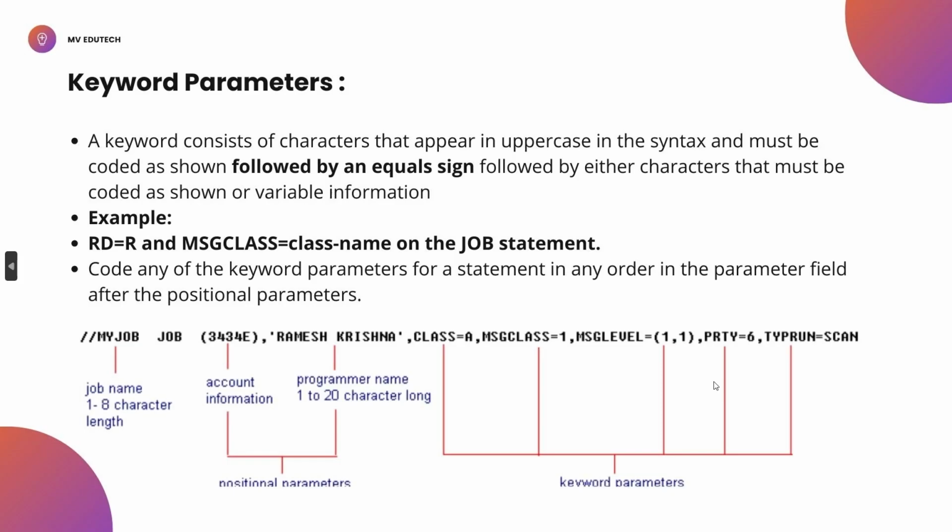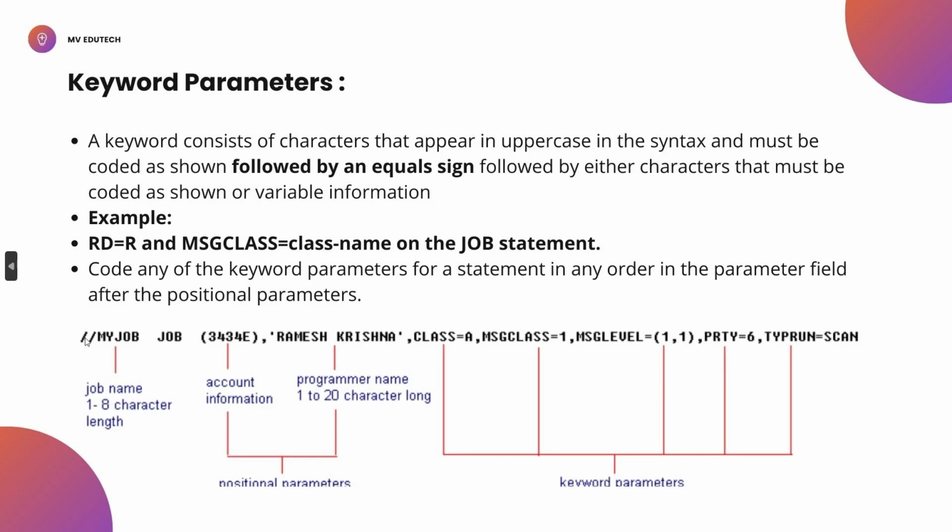Right now you can see keyword parameters. To remember it simply: if any keyword is followed by an equals sign, it is a keyword parameter. For example, RD=R and MSGCLASS equals anything, like any type of priority you want to give. Any parameter followed by an equals sign, you can simply say it is a keyword parameter. Got it, right? Look at this example.